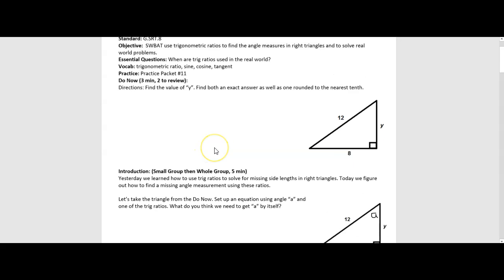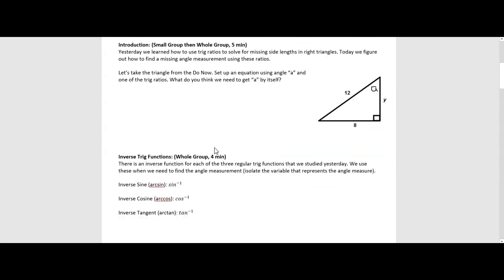We're going to skip the do now. That's just using the Pythagorean theorem and trying to simplify radicals. And let's look at the introduction right here. It says, yesterday we learned how to use trig ratios to solve for missing side lengths in right triangles. Today we're going to figure out how to find a missing angle measurement using these ratios.